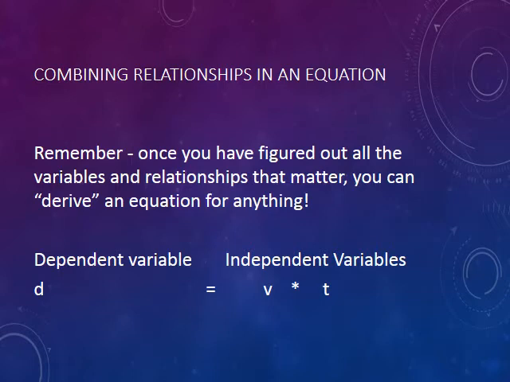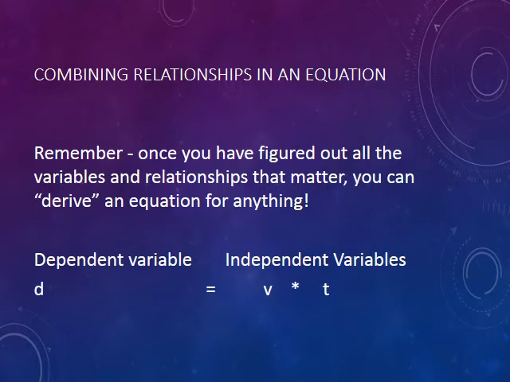So we're going to start by putting our dependent variable, which is distance, on the left-hand side of the equation, and we can put our independent variables, velocity and time, on the right-hand side of the equation, because distance and velocity have a linear relationship. They can go on either side of the equals, and time and distance also have a linear relationship. So we're going to multiply the two independent variables over on the right-hand side. So we'll have d equals v times t.